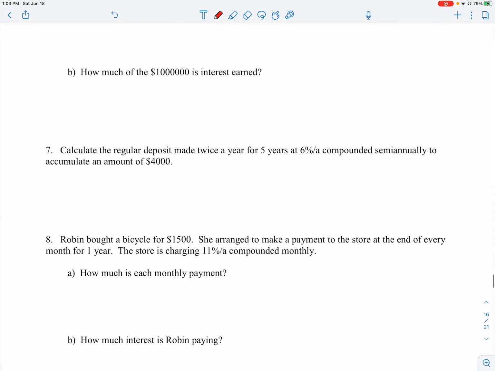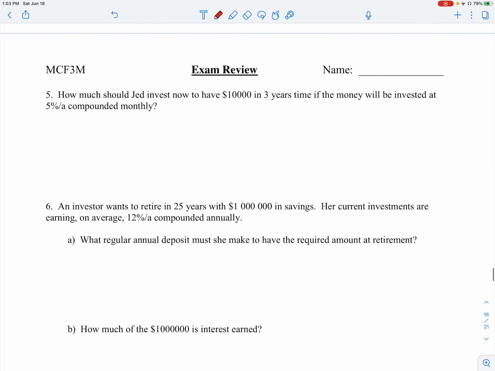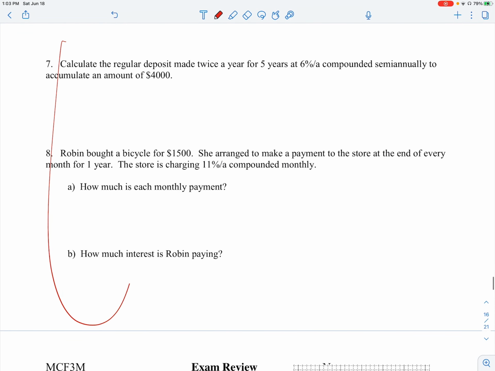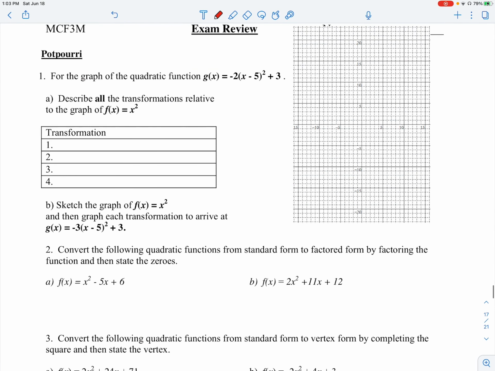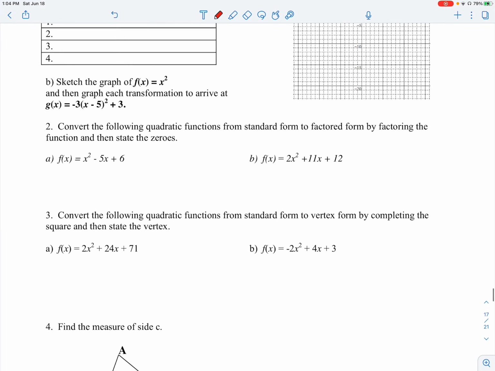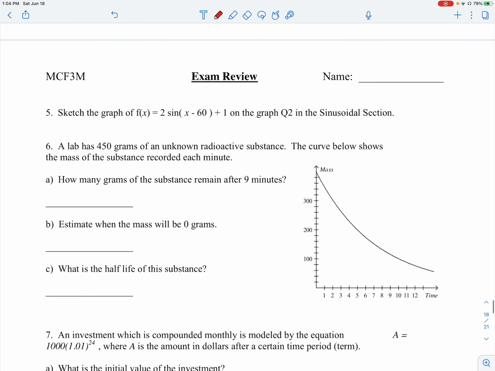Okay, we did cut our investment section a little bit short. Okay, some of these we've already taken care of, so we're going to jump over to number 5. Okay, it says sketch the graph of f of x equals 2 times sine of x minus 60, plus 1, on the graph in Q2 in the sinusoidal section. So I'm just going to draw it off to the side up here.